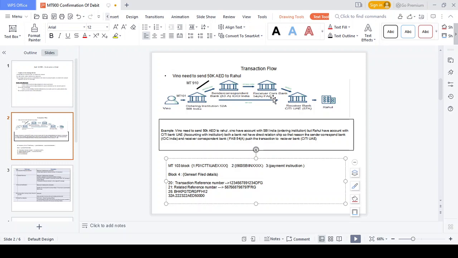Once the receiver correspondent bank receives the amount, it goes to the beneficiary bank, and again the beneficiary bank gives the MT900 debit advice confirmation to the receiver correspondent bank. Again the beneficiary bank sends the amount to Rahul. The receiver correspondent bank also gets the MT900 confirmation of debit advice copy. In each and every cycle the MT900 should be generated. Whenever a debit happens, at that time the MT900 should be generated.